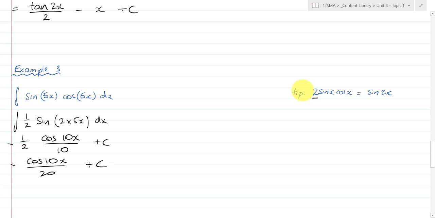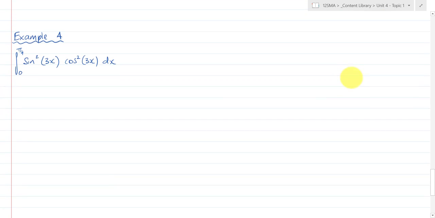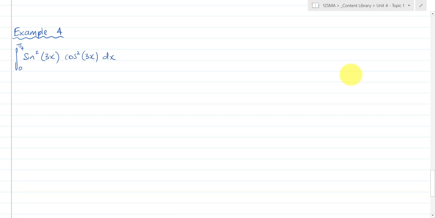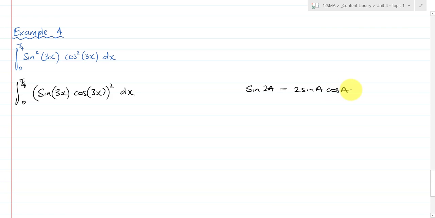Okay, so that's example 3 and the use of a double angle formula. Our last example is one where we're calculating a definite integral. So if you are to calculate the definite integral of sine squared 3x times cos squared 3x, there's a few ways we can do this. First of all, you might recognize that sine squared and cos squared can be manipulated into variants of cos 2x, which we could do. But what I'm going to do is write this down as the integral between pi on 4 and 0 of sine 3x cos 3x, all squared. And then I'm going to go back to sine 2a equals 2 sine a cos a, and use that here.